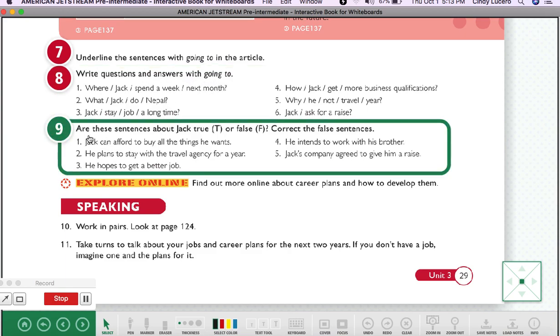And finally, the final exercise here in this lesson is gonna be the number 9. You have to just select or identify if the phrases over here are true or false. Okay, Jack can afford to buy all the things he wants. Is that true or false?